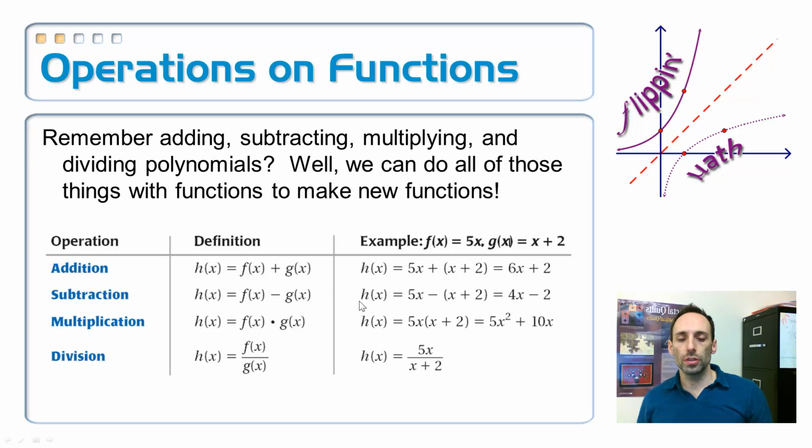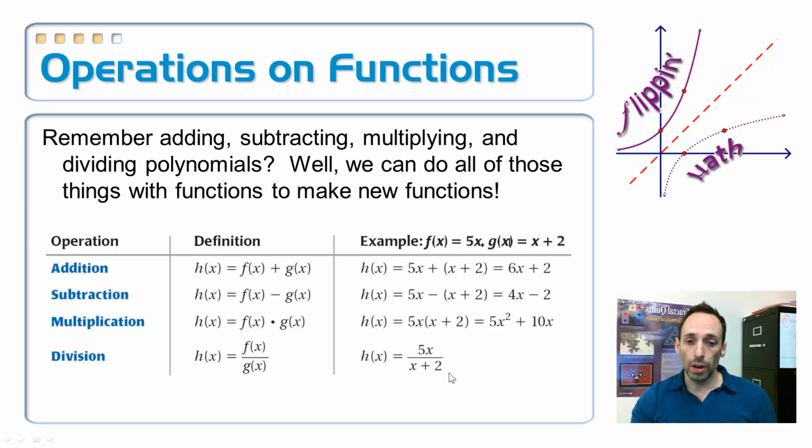Subtracting the two functions, I do exactly the same thing as with the addition, but make sure you distribute the negative sign through here. So you'd be subtracting that x, you get 4x, and subtracting the 2, minus 2. Whenever you multiply, this is where the distributive property comes in. Multiply 5x times x to get 5x squared, and then times 2 to get 10x. Finally, if I'm dividing my two functions, just write them as a quotient and then simplify if you can. This one doesn't simplify, so I'd leave it like that.